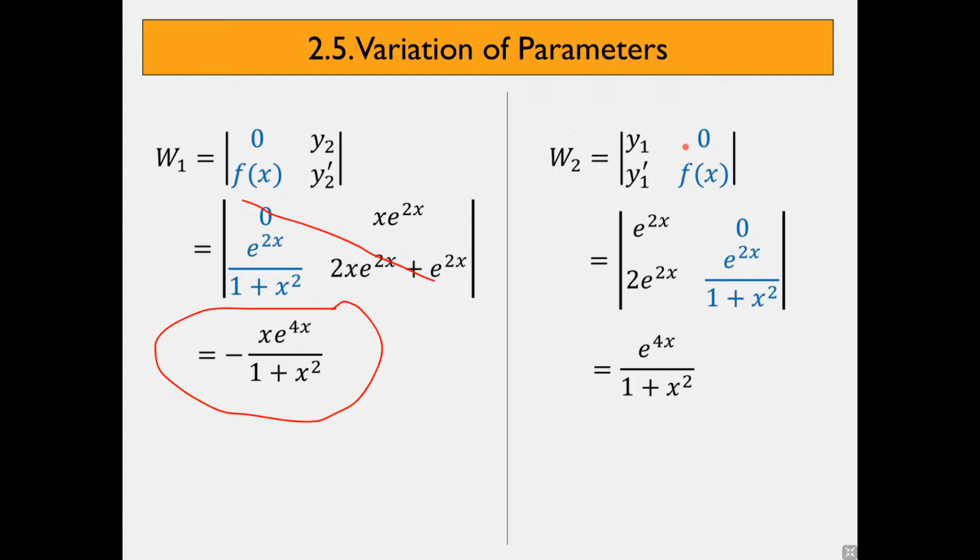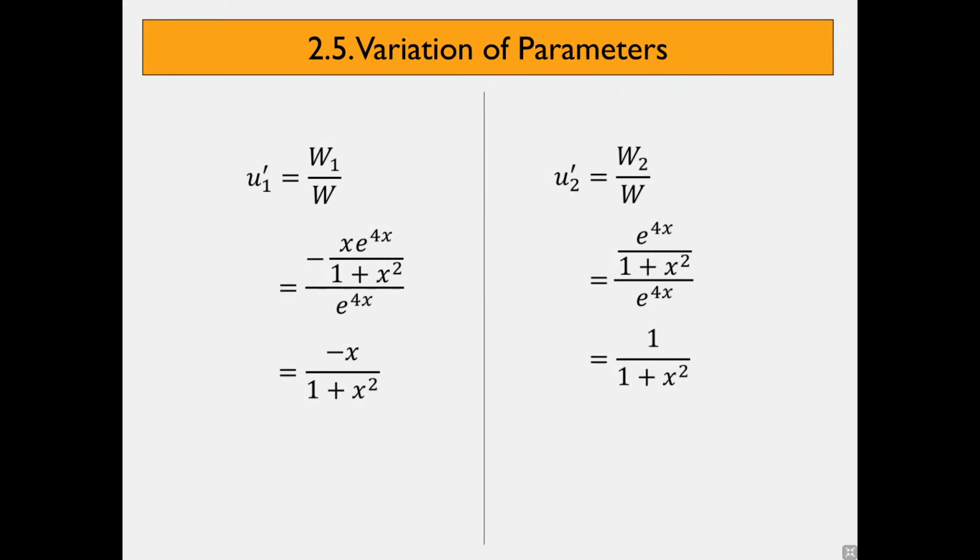W2, first row y1 0, second row y1 dash fx. y1 is e power 2x, 0; y1 dash, differentiate e power 2x, is 2e 2x; fx is e 2x divided by 1 plus x squared. If you take the determinant of this matrix, e 2x multiplied by e 2x is e 4x divided by 1 plus x squared, minus 2e 2x multiplied by 0, which is 0. So you already have W1, W2.